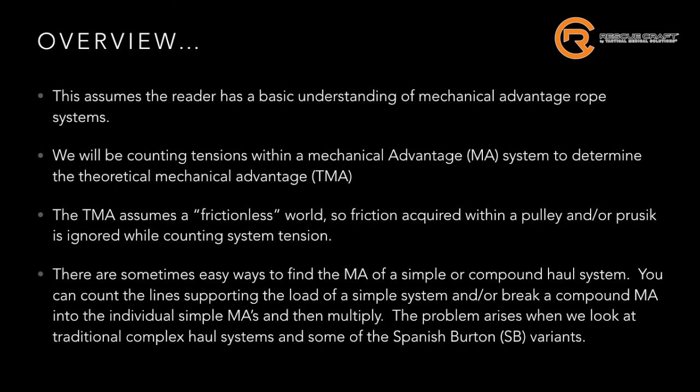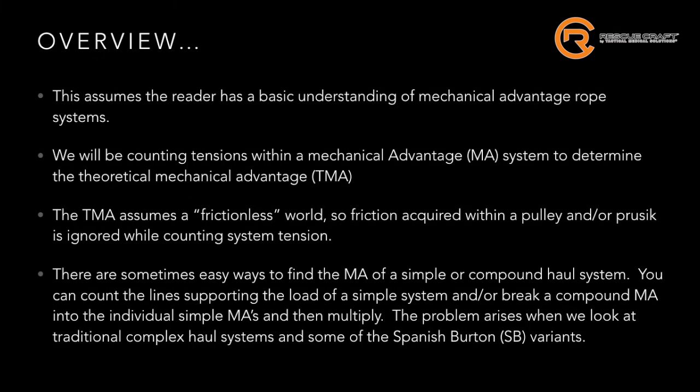All right, quick overview, got to go over this. This presentation assumes that the reader has a basic understanding of mechanical advantage rope systems. We'll be counting tensions within a mechanical advantage system to determine the theoretical mechanical advantage. A theoretical mechanical advantage assumes that we live in a frictionless world, which we all know is not correct. So friction acquired within a pulley and/or a prusik is ignored when we're counting tensions.